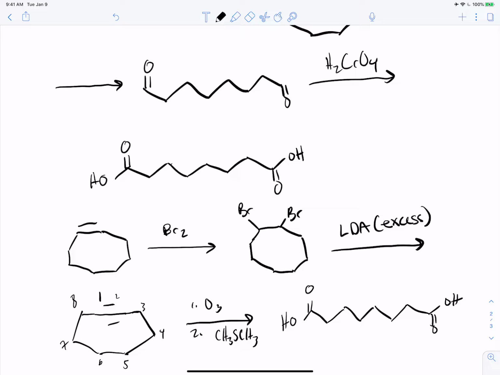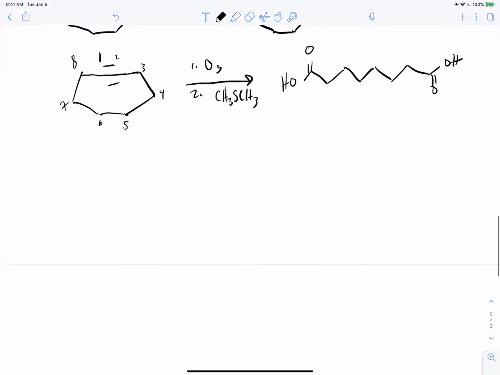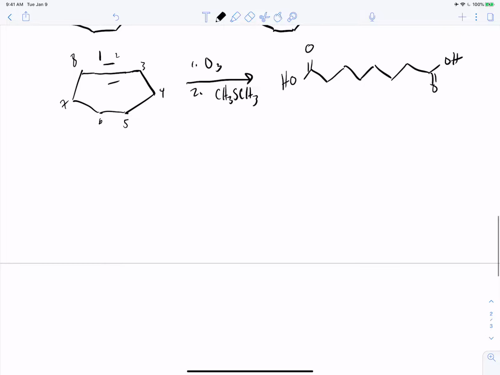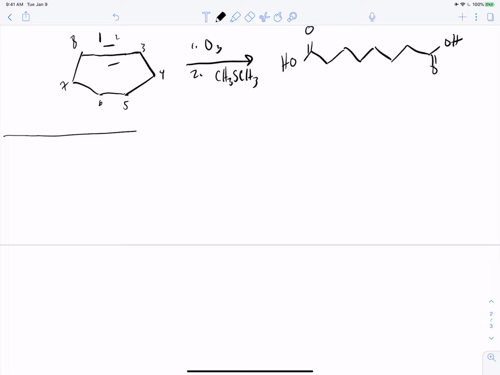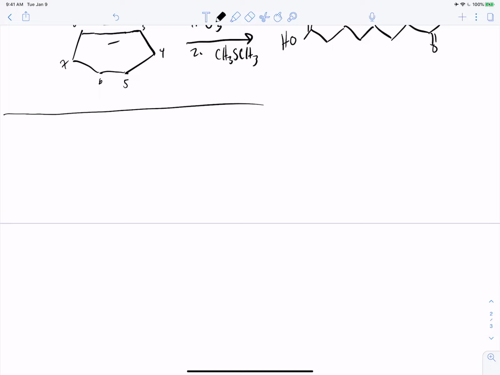Let's see. I'm trying to think of other things to talk about with alcohols and synthesis. Yeah. This is the workbook problems. I think that's probably good. I think the only other thing I would say. No, I think this is a good place to stop.